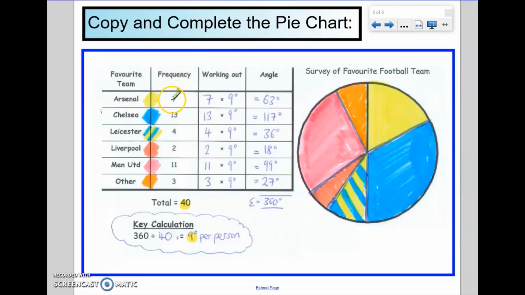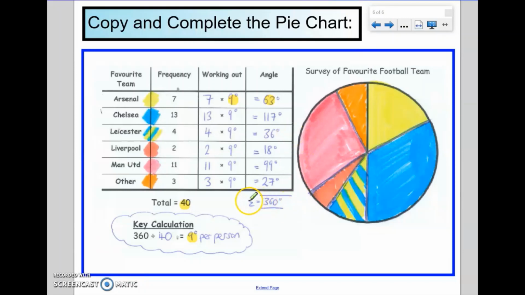There were 7 people whose favorite team was Arsenal. So 7 times the 9 degrees tells me I'm dealing with an angle of 63 degrees. Take my protractor, measure 63 degrees accurately, and draw in the sector. Go ahead and work out the rest of my totals, and using my protractor accurately, finish off the pie chart. Again, labels or a key is necessary to give the pie chart some context.